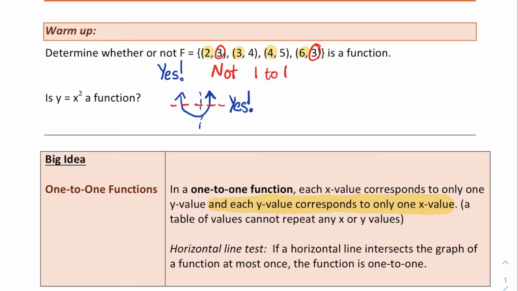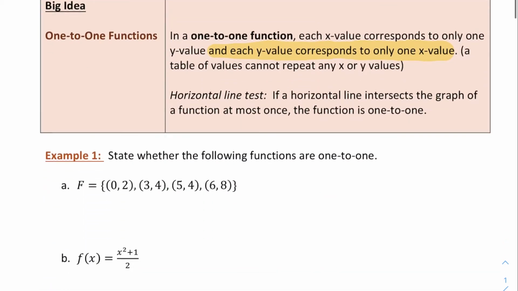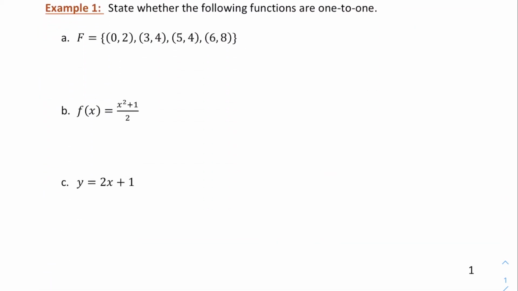The second one, you can use the horizontal line test to see that you have 2 points that share the same y value. So that one's also not one-to-one. Now, being one-to-one is important to see if a function has an inverse or not, which we'll discuss later. Right now, if you look at example A, that's another relation that is not one-to-one.